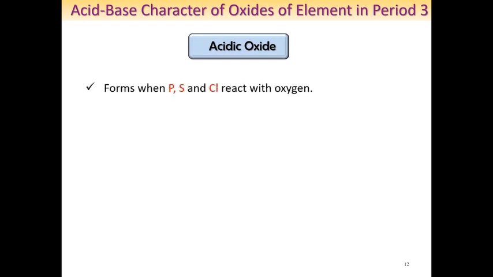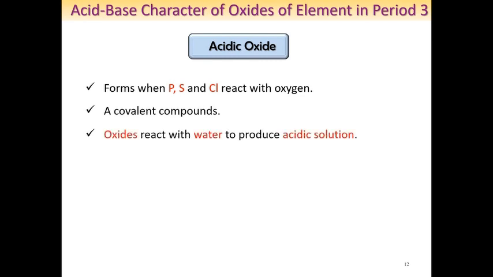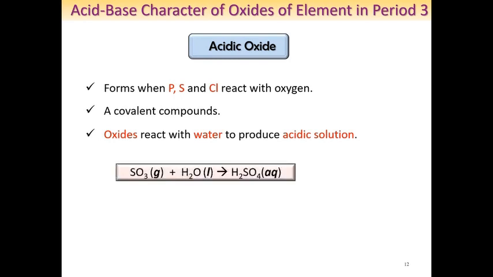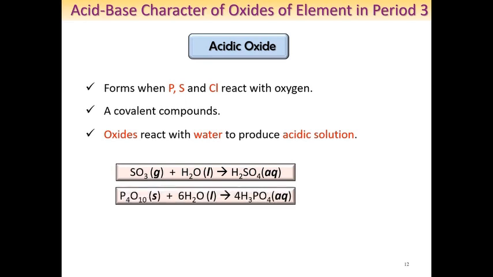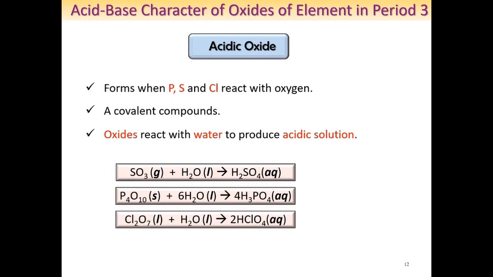For the phosphorus, sulfur and chlorine, the compounds are covalent compounds. These oxides react with water to produce acidic solution. Sulfur trioxide reacts with water to produce sulfuric acid. Phosphorus pentoxide reacts with water to produce phosphoric acid. And the third one, chlorine heptoxide reacts with water to produce perchloric acid.